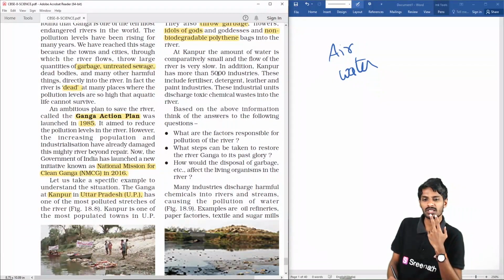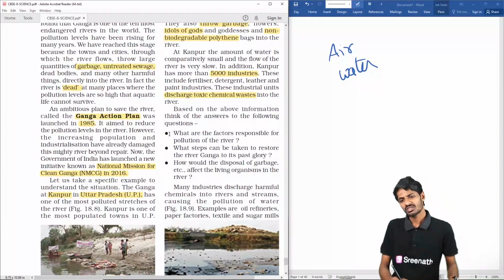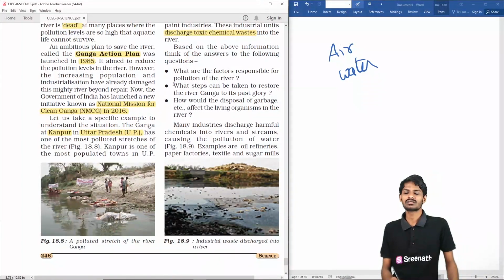In addition to this, there are almost 5,000 industries near Kanpur: fertilizer, detergent, leather, and paint industries. All of these are discharging toxic chemical waste into the river. That is why the river is getting badly polluted, students.